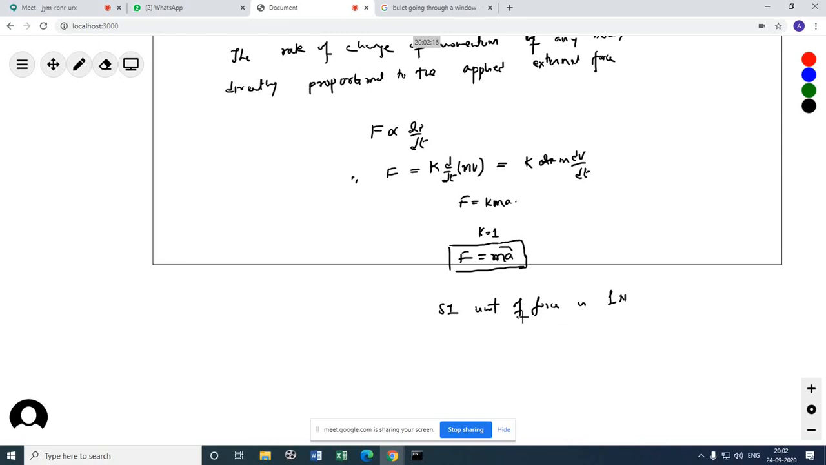How will you define 1 Newton? 1 Newton is equal to 1 kg into 1 meter per second square. That means when a 1 kg mass achieves an acceleration of 1 meter per second square, the external force acting on the body is 1 Newton. What is the CGS unit of force? Dyne. So 1 Newton is equal to how many dyne? I have taught you: 1 Newton is equal to 10 to the power 5 dyne.